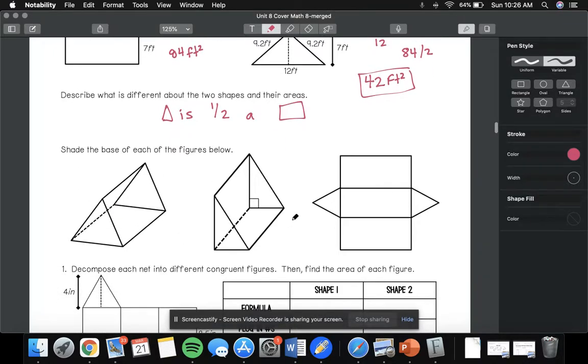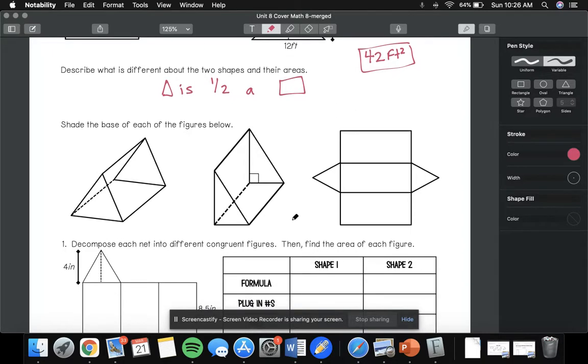Okay. The next part is to shade the bases of each figure, because when we think of base, sometimes we think of the word bottom, but base is actually just the side that is parallel to each other. So for this one, even though the bottom is a rectangle, this is actually a triangular prism, because looking right here, there's a triangle on the left and there's a triangle on the right. So they are actually parallel to each other, okay?